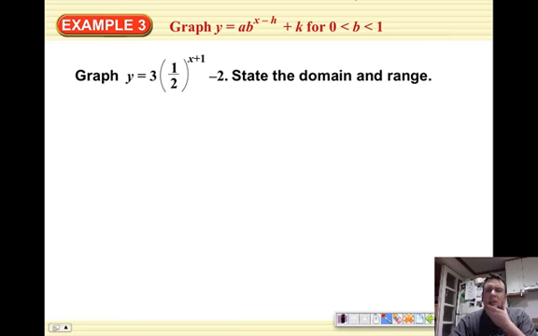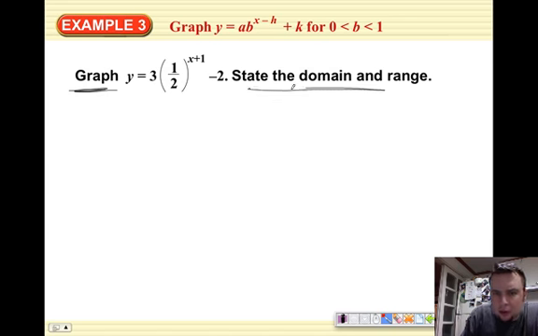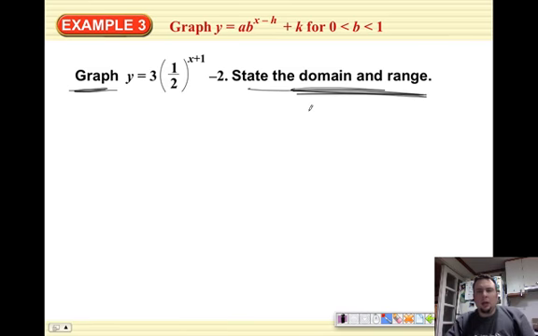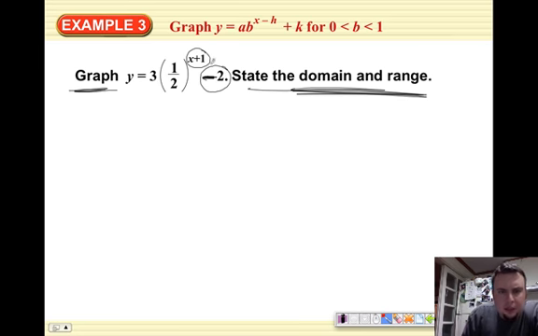Alright, example 3. Number 1 is graph. That's important. But number 2, even more important for me, state the domain and range. You did this for section 7.1. All you have to do is look at your h and k. So x minus h plus k. Now forget about these right here. If I had to draw a picture of just 3 times 1/2 to the x power, what would that look like? That would be 3, 1/2. This is a decay. So originally it would look like this, right?